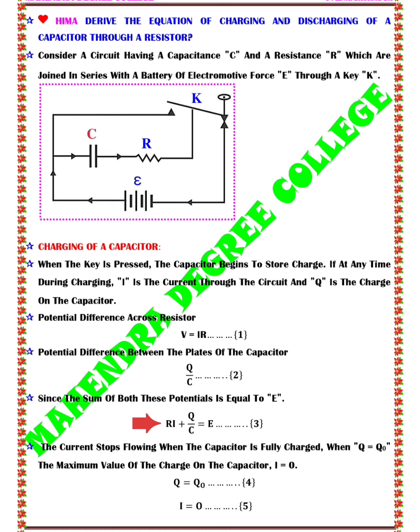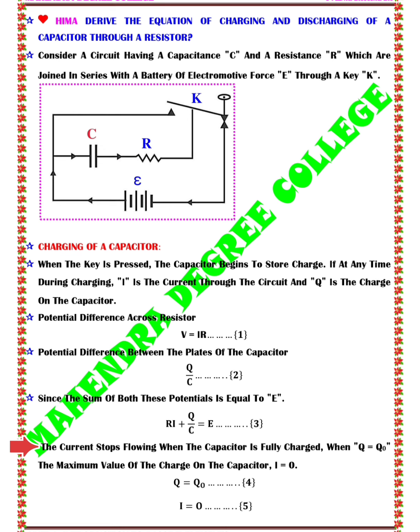This equation assumes the components are connected in series and you are summing the potential differences around the loop, which must equal the total supplied voltage E, in accordance with Kirchhoff's voltage law. The current stops flowing when the capacitor is fully charged.